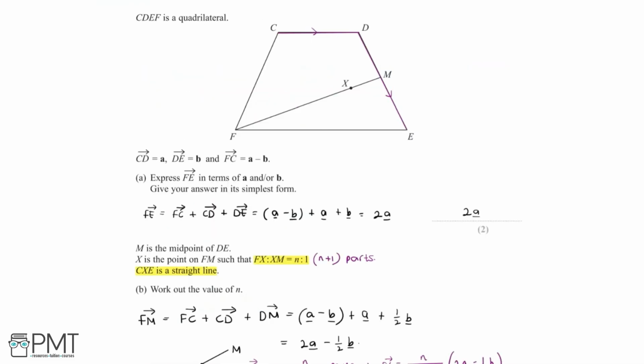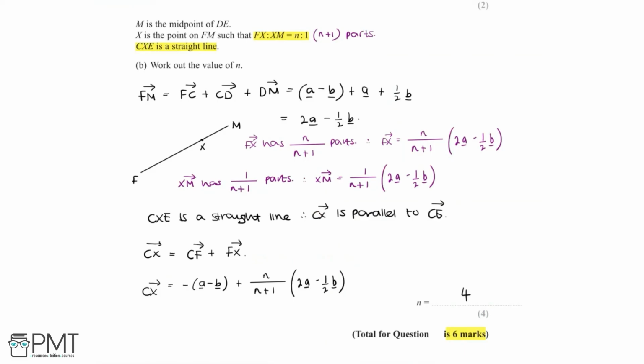Now this question is worth 6 marks. We get the first mark in part A for saying that the vector FE is equal to A minus B plus A plus B. And we get the second mark for simplifying this vector and for saying that the vector FE is equal to 2A in its simplest form. We get the third mark in part B for a process to find the vector FM and for saying that the vector FM is equal to 2A minus half B.